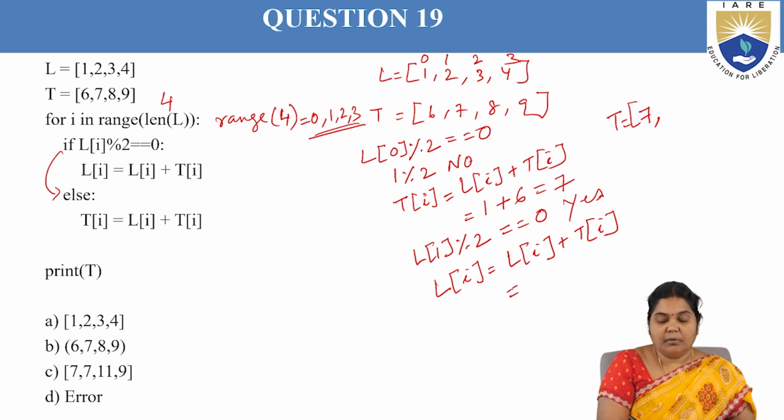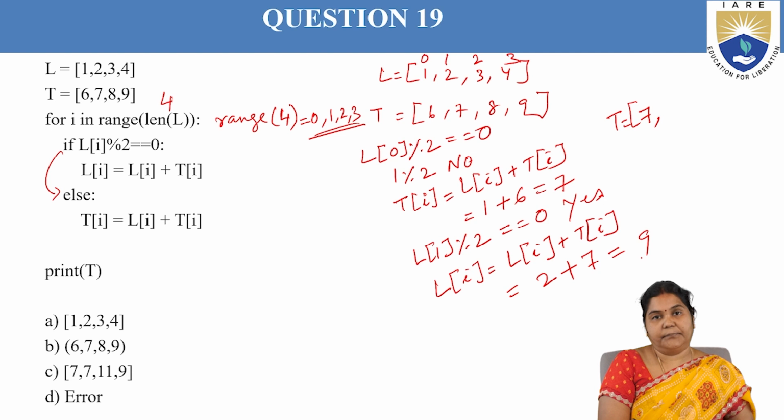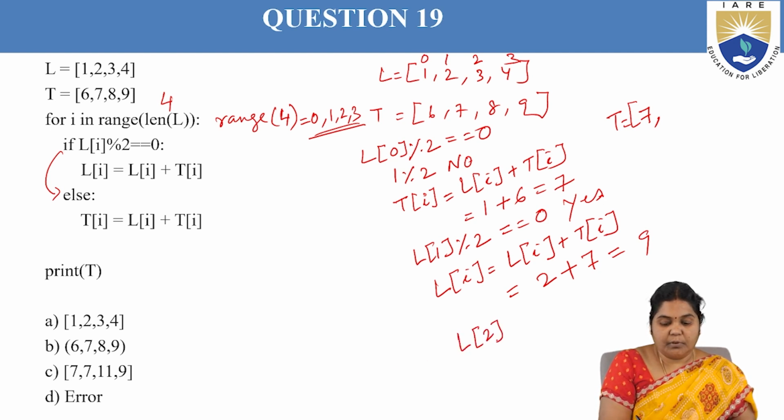So L of i is updated the second time. L of i is equal to 1, which is nothing but 2 plus T of i. T of i is 7, so it is updated to 9. Third time, L of 2 modulus 2.